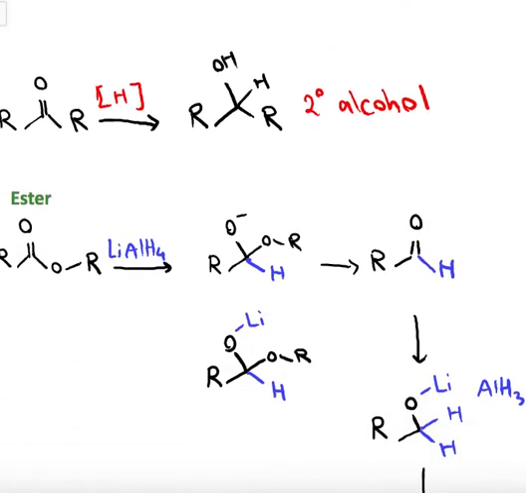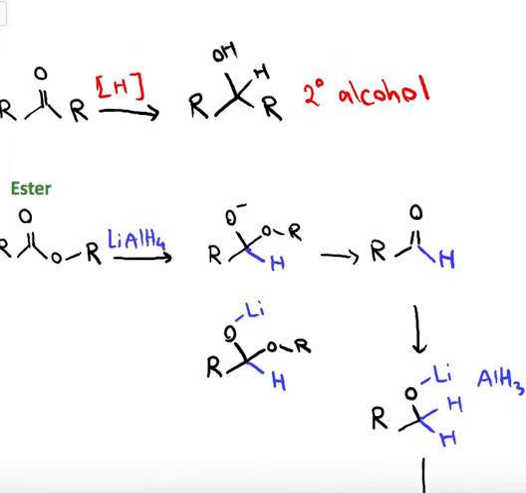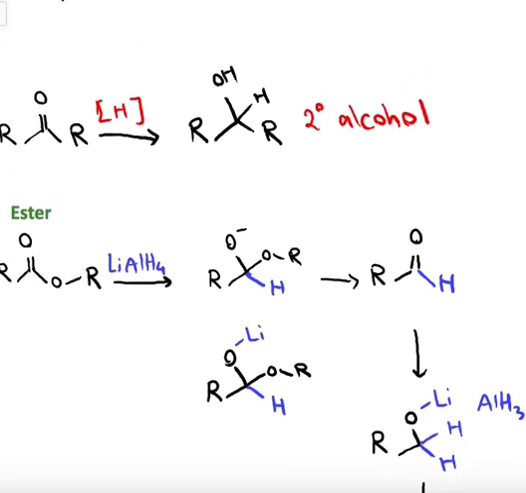Okay, so now let's move on to ester. For esters, we can't use sodium borohydride because it's too weak, and we have to use lithium aluminum hydride. So in the first step, again, you can think of as having a hydride ion as the nucleophile, and this is going to attack the electrophilic center. Again, we cannot have 5 bonds, so we're going to break that bond, and this gives us our tetrahedral intermediate right here.